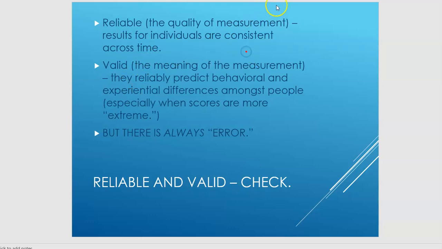The other thing is validity. Validity is about the meaning of the measurement. Do your scores reliably predict behavioral and experiential differences amongst people, especially when scores are most extreme? And we'll be talking about that in just a minute.